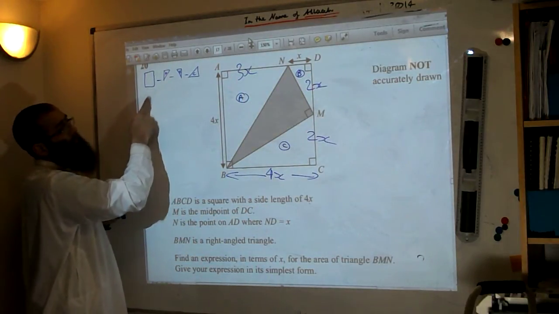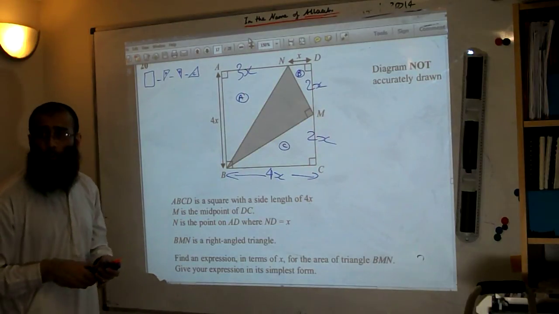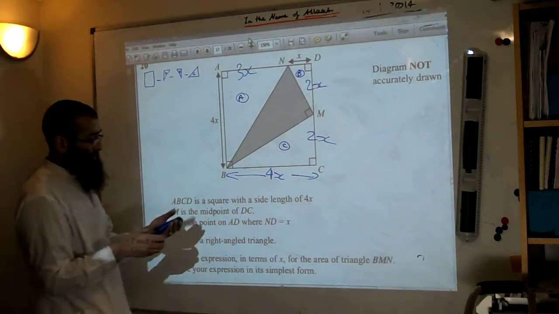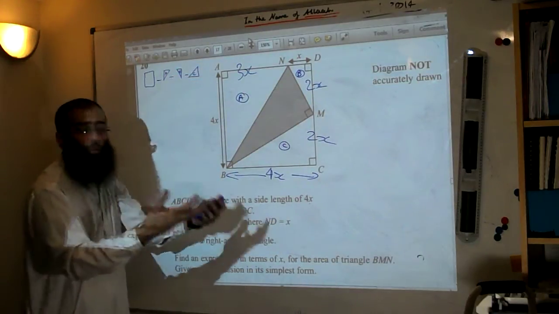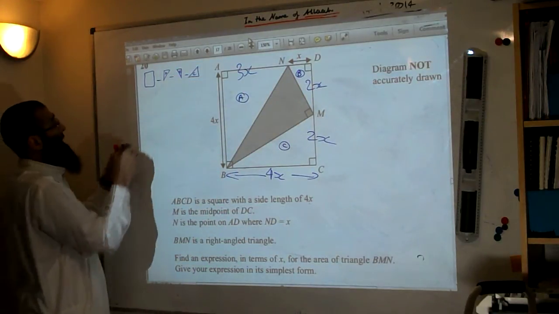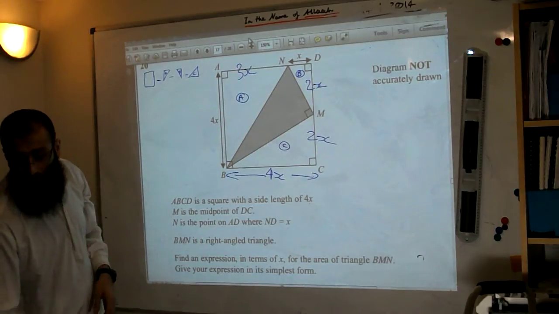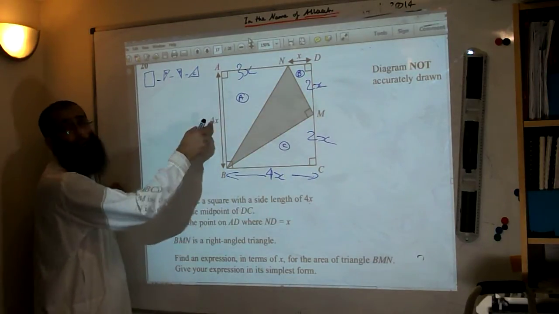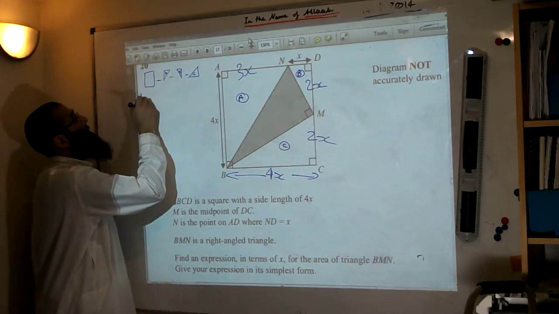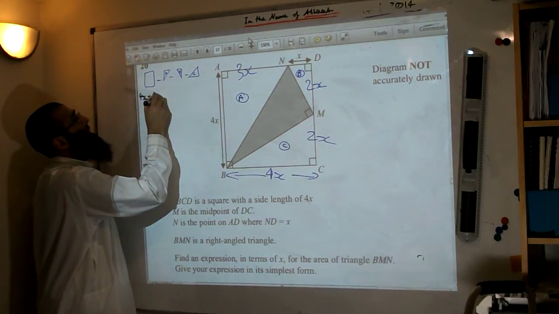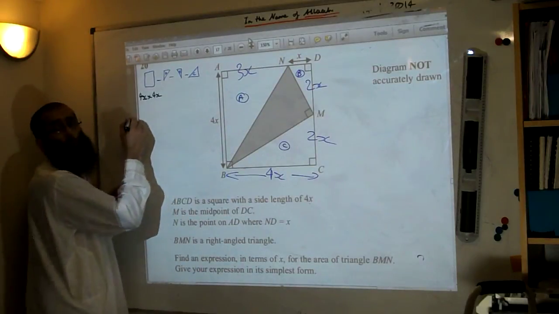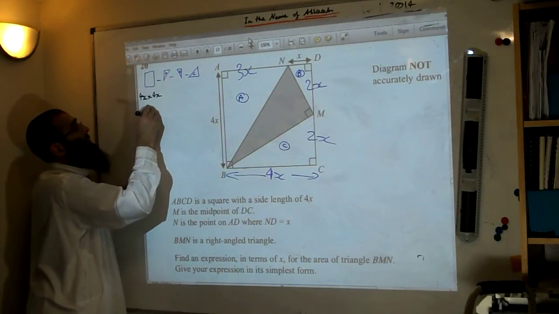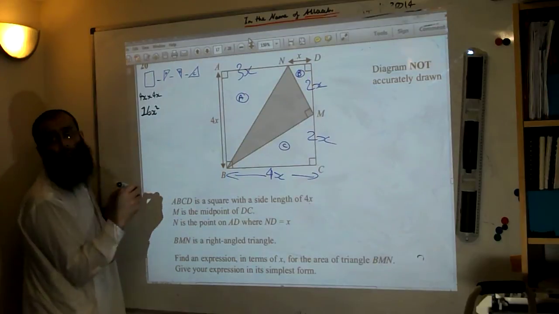So the big shape minus the three bits will give us what's left over. Now, how do we work out the area of this big square? We have 4x and 4x length and width. How do you work out the area of a square anyway? Length times by width. So we have 4x times by 4x, which will give us an answer of 16x squared.